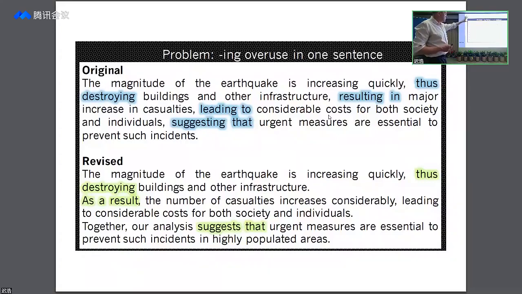Okay, yeah. So in this way, you break your sentences up. You have nice short sentences that have one thought. You have an ING form in those sentences, and it's very clear.